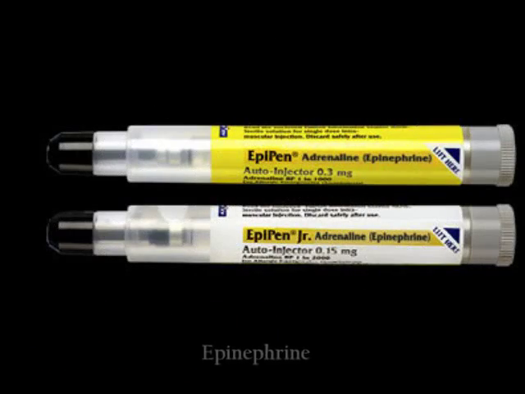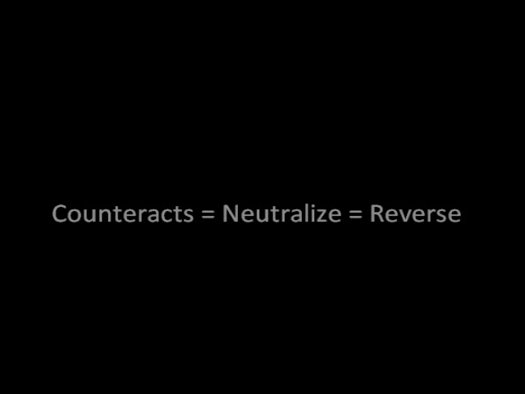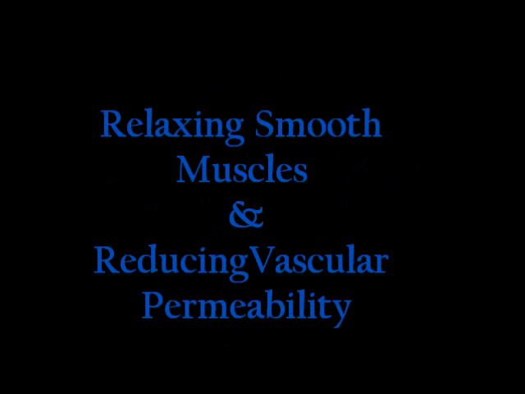Epinephrine is the drug of choice for treating systemic anaphylactic reactions. Epinephrine counteracts the effects of mediators such as histamine and the leukotrienes by relaxing the smooth muscles and reducing vascular permeability. Epinephrine also improves cardiac output, which is necessary to prevent vascular collapse during an anaphylactic reaction.